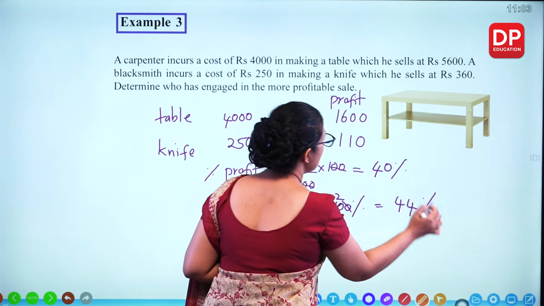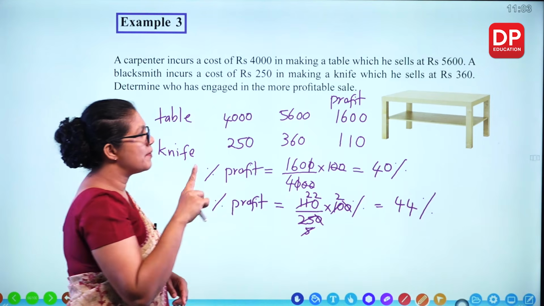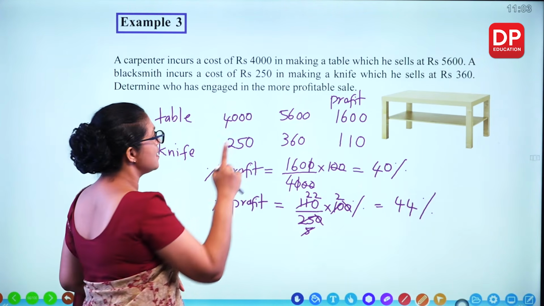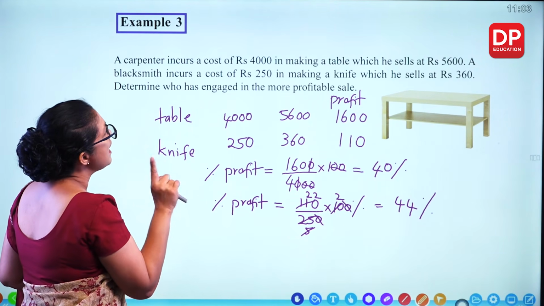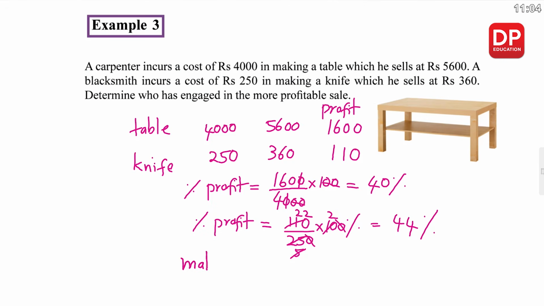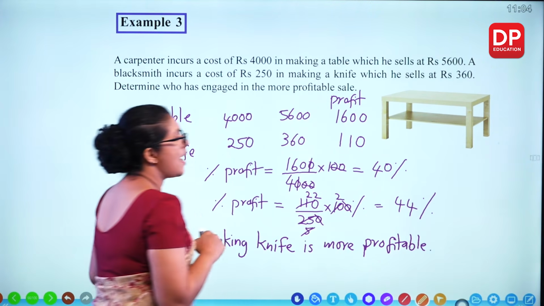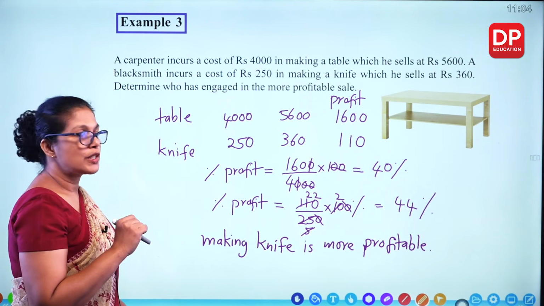Now see, if you look at the profit, you can't identify which one is more profitable because 1,600 is more. But according to the buying price, we can see making knife is more profitable. We can write making knife is more profitable, because as a percentage, that's 44% compared to the other one, that's 40%.